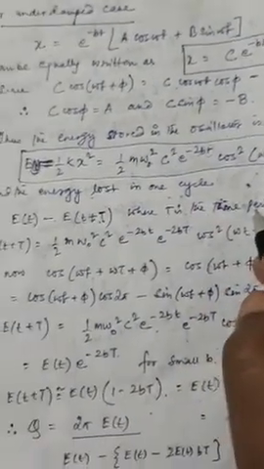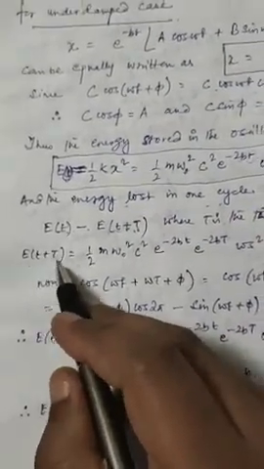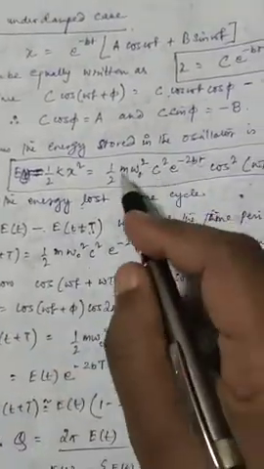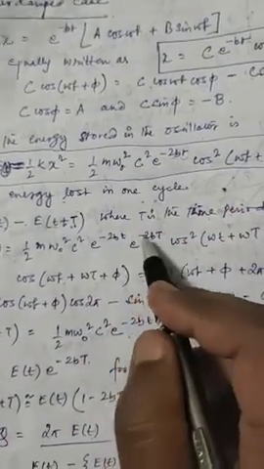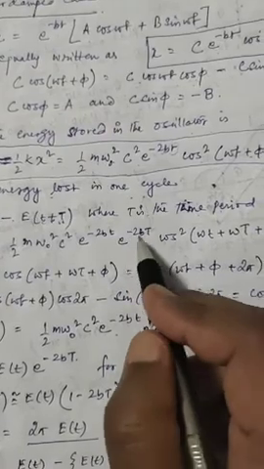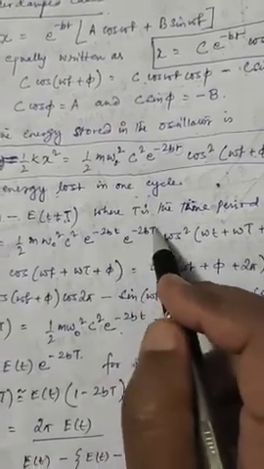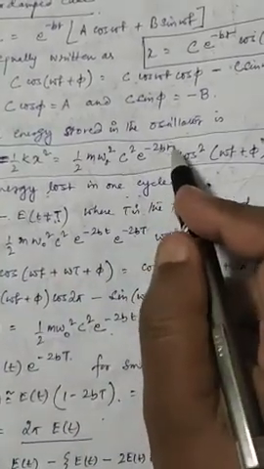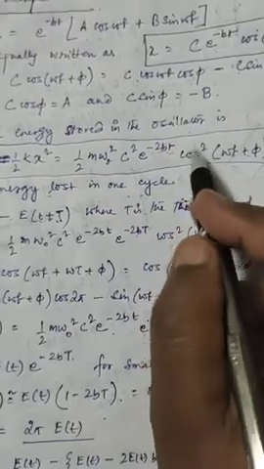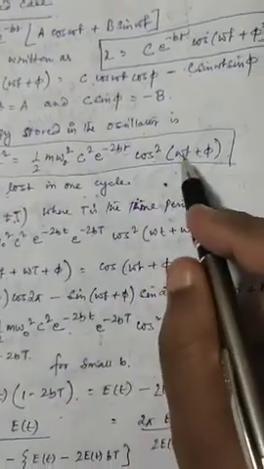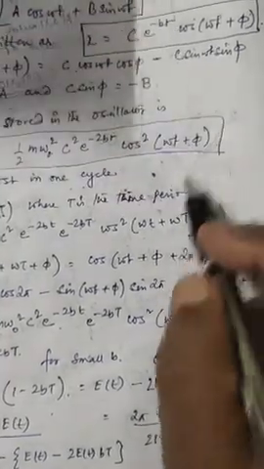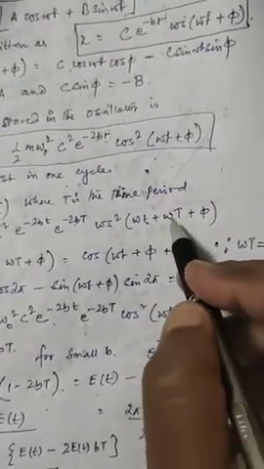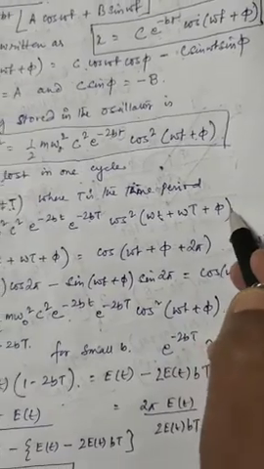So capital T is the time period. So E(t plus capital T) becomes, all this remains the same. Instead of small t, I'll write t plus capital T. So this will become e to the power of minus 2b(t plus T). Another factor will be there, because t will be replaced by small t plus capital T. So you have this, and again t would be replaced by t plus capital T. This would be omega t plus omega capital T plus phi.